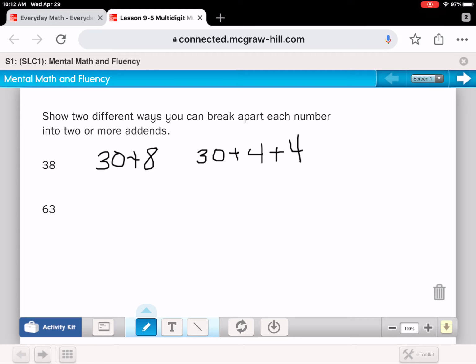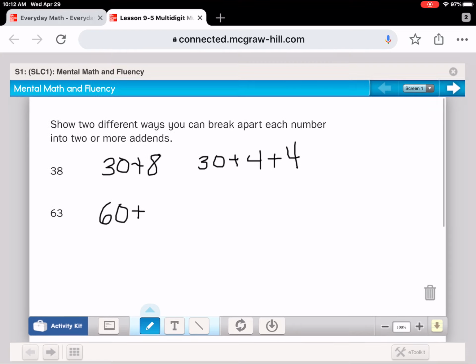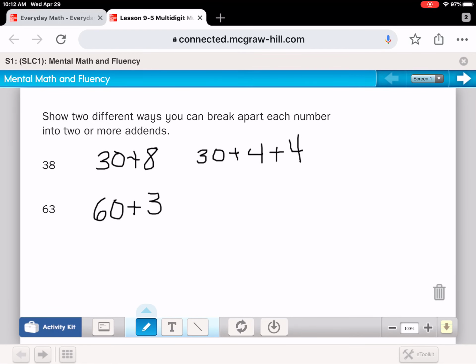Would you write down two ways you could break apart 63? Good. You probably wrote down 60 plus 3. And you could have written down 30 plus 30 plus 3. Let's try a few more.